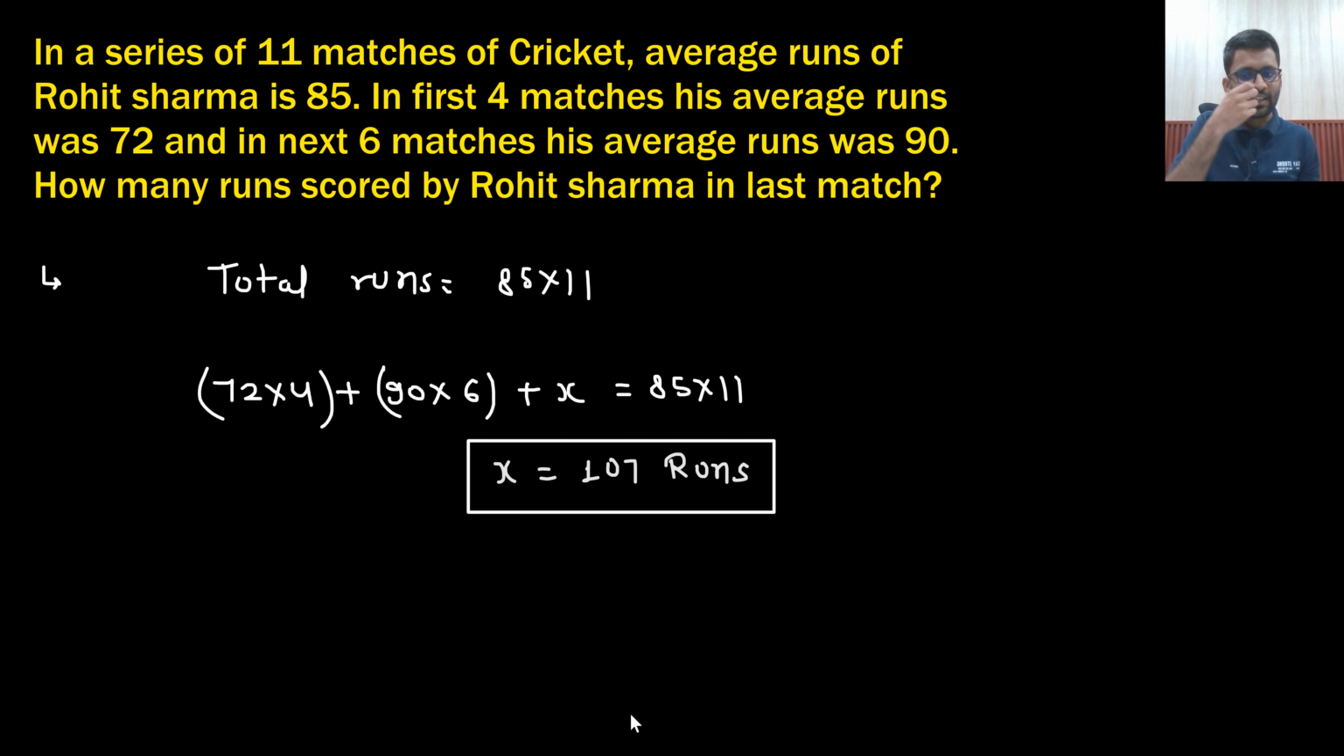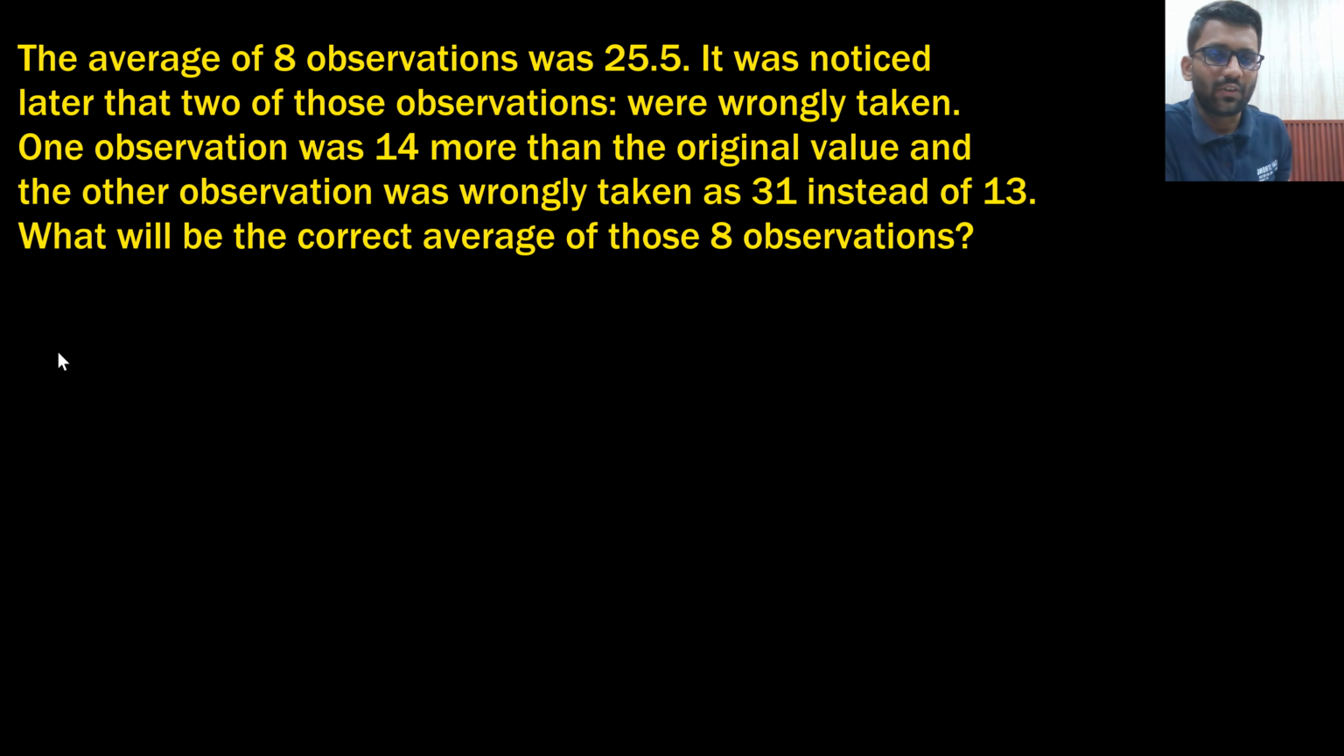Well and good. You can check back as well: 540 plus 107 plus 72 into 4, that is 647 plus 2 into 4, divided by 11. So his average is becoming 85 only. So this answer is correct. So very easy question, and these kinds of easy questions are asked only in the examination.